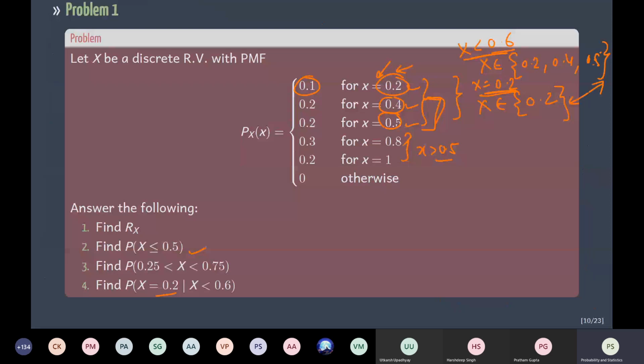Okay, so I think we have done all four answers. This is how you solve questions like this. These are standard questions that may be asked.